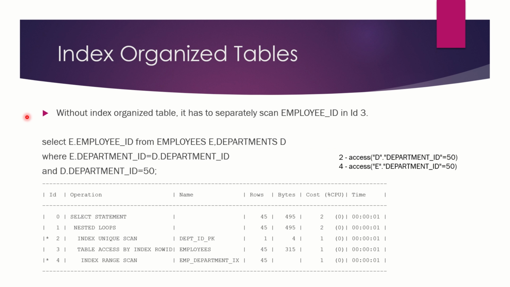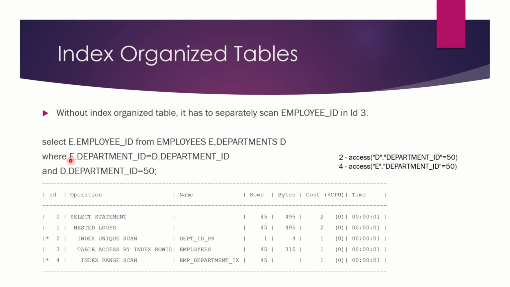So let's see the example of an index organized table. But before that, let me help you understand how Oracle actually executes a query when two or more tables are involved. This is a basic select statement: select e.employee_id from employees e and join with the departments table d, where e.department_id is equal to d.department_id and d.department_id is equal to 50. In order to execute this query, Oracle will start with the where part of the clause so that fewer and fewer rows are retrieved.